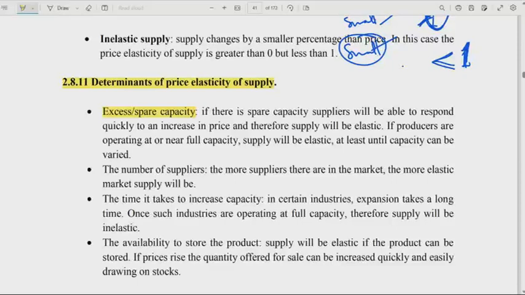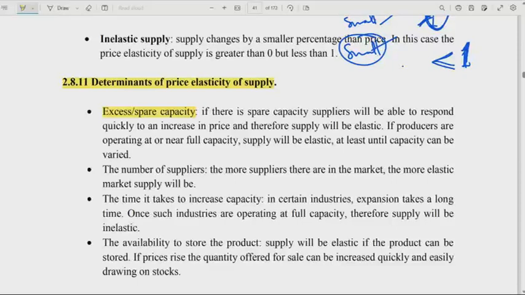If the producers are operating at or near full capacity, supply will be inelastic, at least until the capacity can be varied. So basically, what we have to look at is whether people have spare capacity.